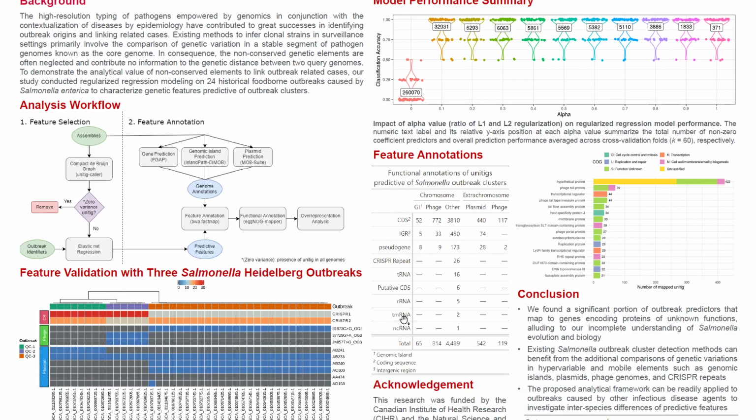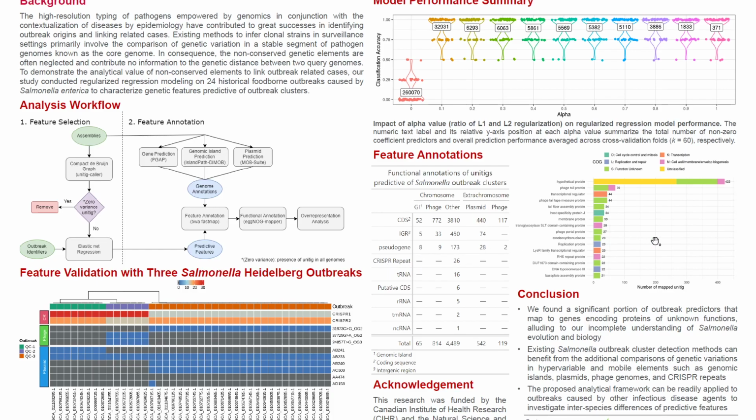And so down below here, this table provides an overall summary of the functional elements that are mapped by these predicted unitags. And what we find is that about 80% of these predictive unitags map to protein coding sequences. And that's not too surprising, considering that over 80% of the Salmonella genome consists of protein coding sequences. But what is very interesting in this table is that about 30% of the predicted unitags map to mobile elements, such as genomic islands, bacteriophages, plasmids, and CRISPR repeats.